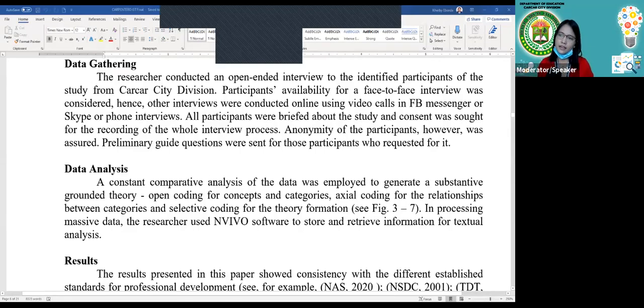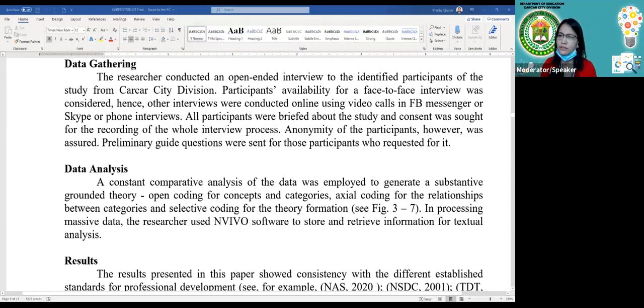I guess for this time now, you could follow the same thing, because if it would be too hard for you to gather data face to face, then I guess you would really resort to using online platforms or online means to gather data.